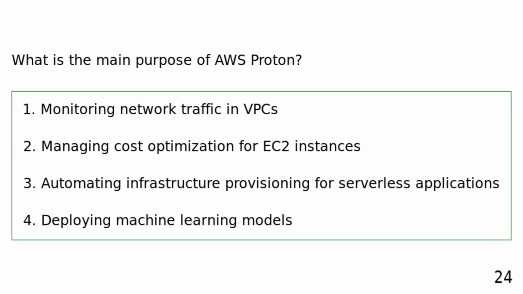What is the main purpose of AWS Proton? Monitoring network traffic in VPCs. Managing cost optimization for EC2 instances. Automating infrastructure provisioning for serverless applications. Deploying machine learning models.